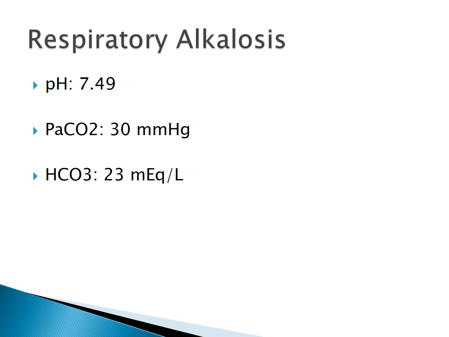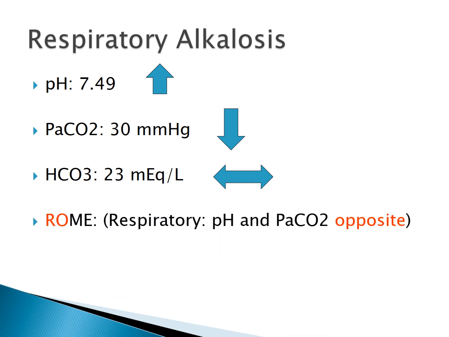Respiratory alkalosis, your pH is 7.49. Okay, so that's elevated. Your PaCO2 is lower, so you're doing opposite again, and your bicarb is normal at 23. So you got high pH, which is alkalosis, low PaCO2, which makes you respiratory, and bicarb is normal. So here's your respiratory, pH and PaCO2 are opposite.